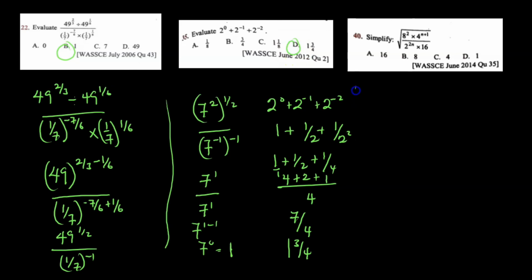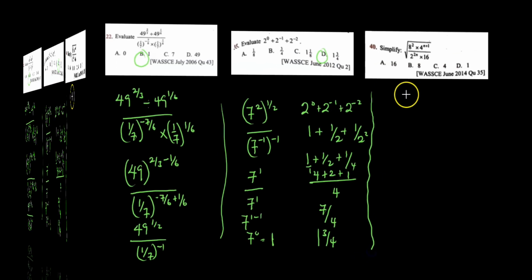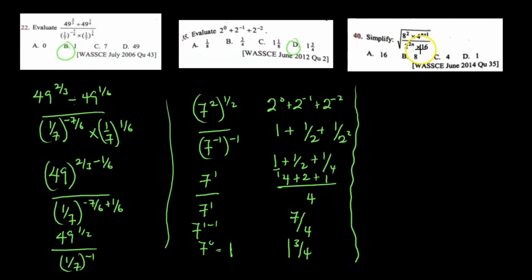Then let's go to our next question. The next question says that we should simplify the expression there. Now, you cannot use the calculator to get this answer, so you need to work it out using your laws of indices as well as some of the properties. If you look at it carefully, you realize that we have the bases as 8, 4, 2, and 16. All these numbers can be written in base 2. So let's go straight ahead.